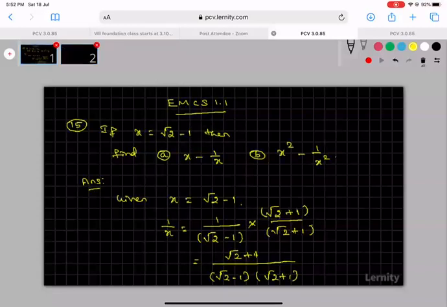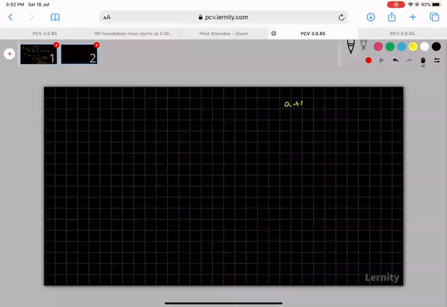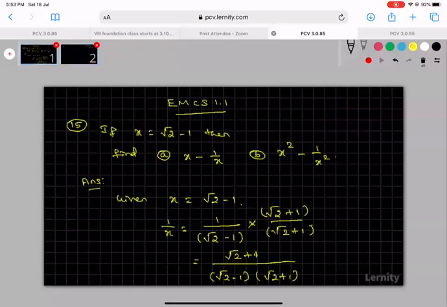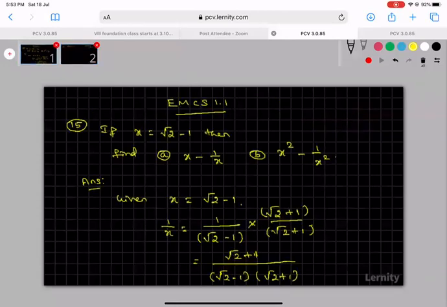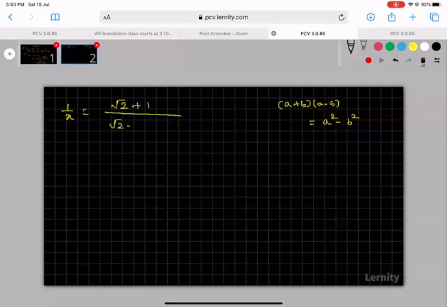Here you see, in this slide, this is in the form of A plus B into A minus B. A plus B into A minus B, what is the formula? A square minus B square. Okay. This is the formula. So, you see here, 1 by x is equal to the last value, root 2 plus 1 divided by root 2 minus 1 into root 2 plus 1. This denominator is in the form of A plus B into A minus B, so we can write this as A square minus B square.